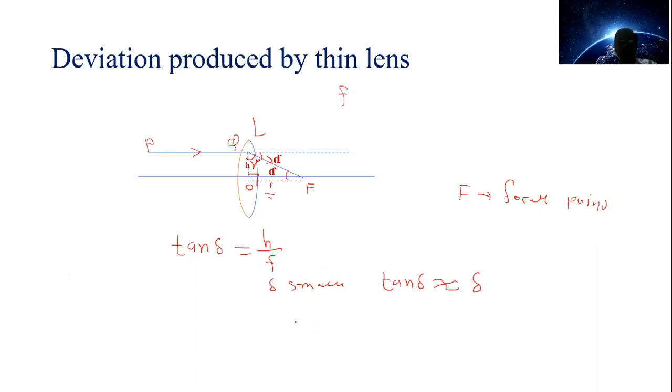And therefore, here we can write delta is equal to H upon L. Now let us consider this as equation number 1. Delta represents deviation.